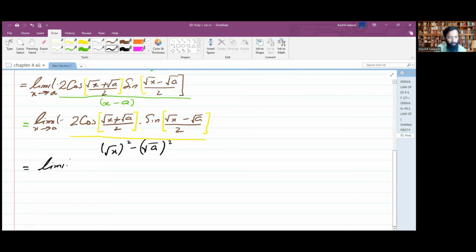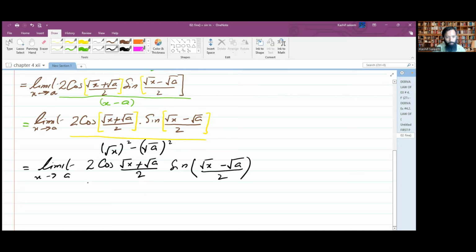So now apply the formula here, a square minus b square. So what you will get, 2 cos root x plus root a upon 2, and this is sine root x minus root a upon 2, divided by root x plus root a, multiplied by root x minus root a.